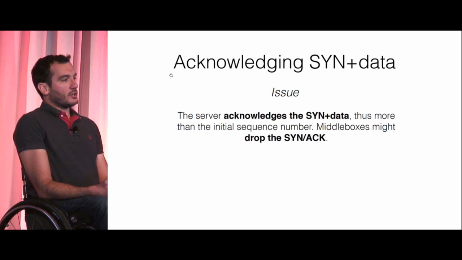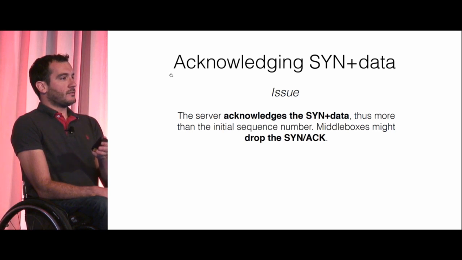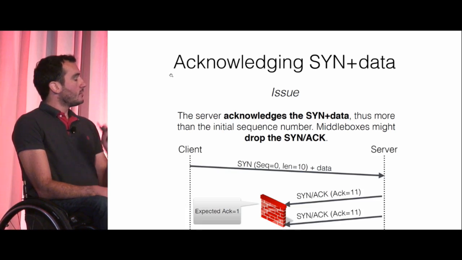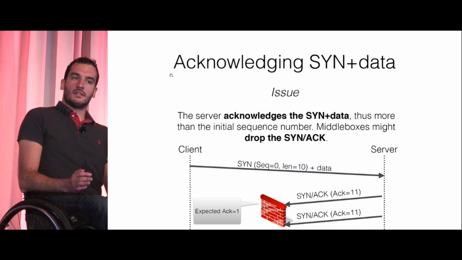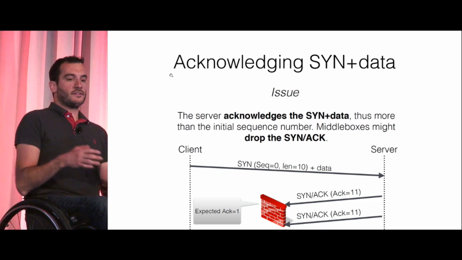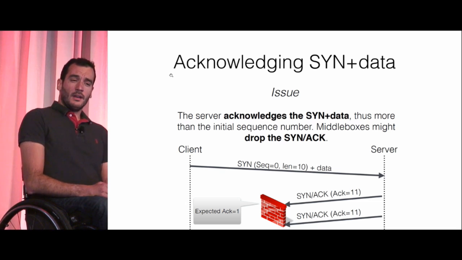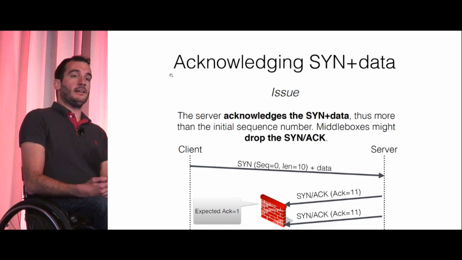Some more tricky middleboxes that we found were basically when the server receives the SYN together with the data, it acknowledges the data as well. And so the acknowledgement number is higher than for regular TCP. So let me show you this in a bit more detail. The SYN segment, for example, has sequence number 0, and it has a data length of 10 bytes. Now, when the server receives this, it will acknowledge this, and the acknowledgement number will be 11.